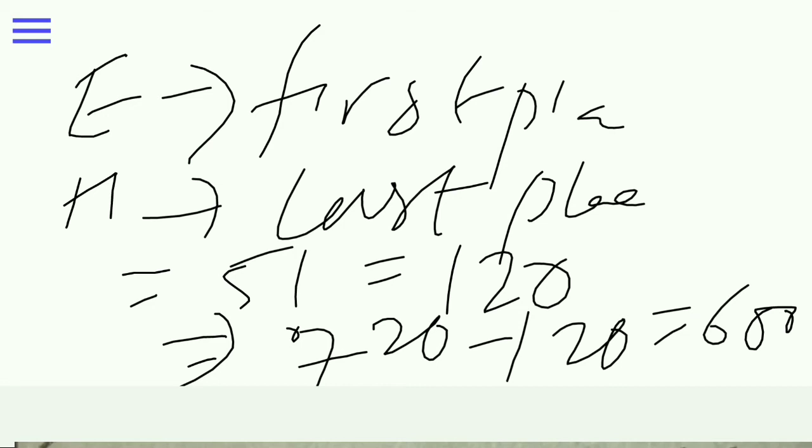So in this way we can calculate the problems related to permutations. Now I will solve some problems related to combinations.